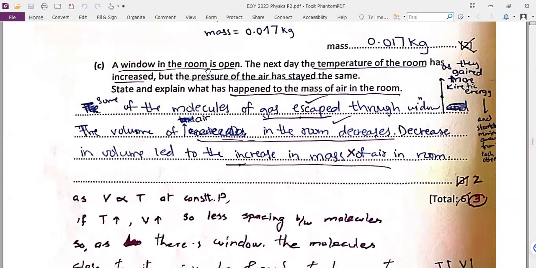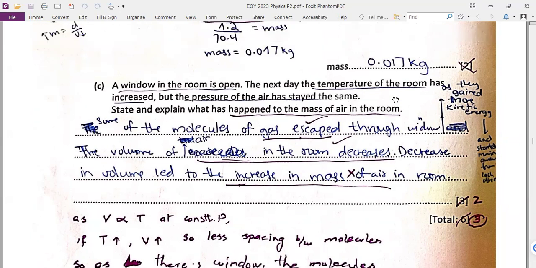The window is open, temperature increases, pressure has stayed the same. What happens to the mass of the air? So, what has happened to the mass of the air in the room? This has been given a lot of consideration. Well, some of the molecules of the gas escaped through the window. Yes. The volume of air in the room decreases. Okay.